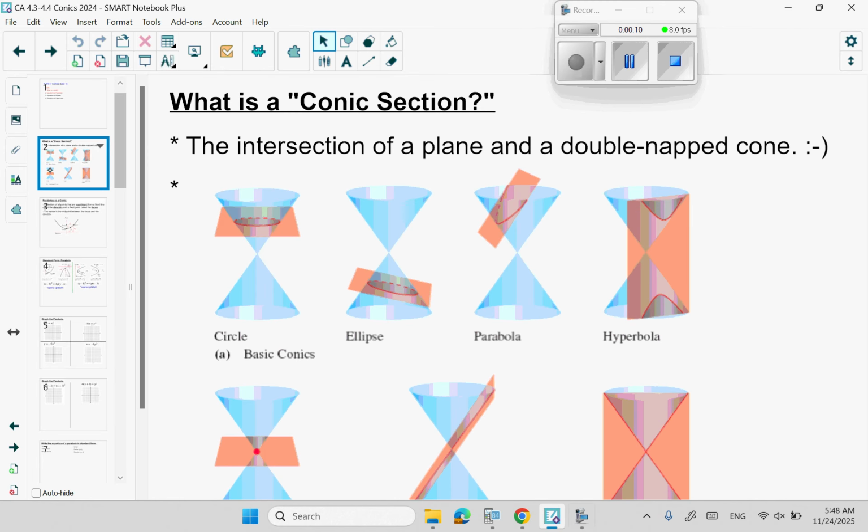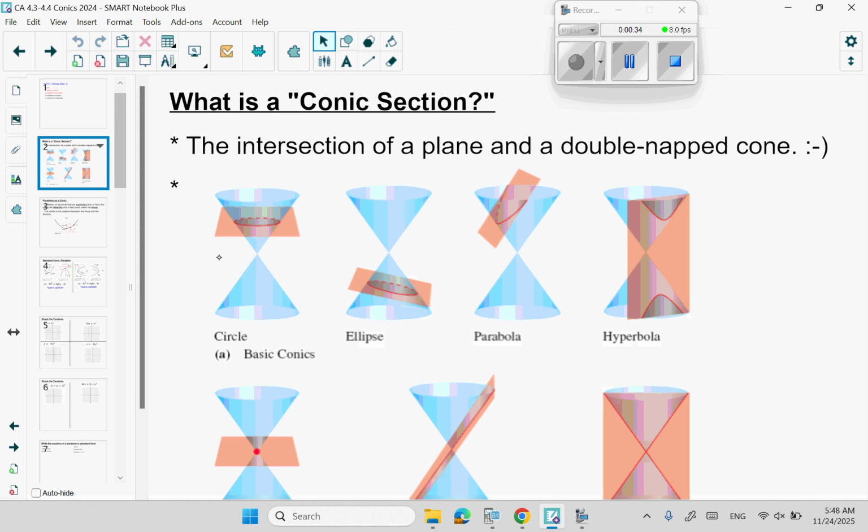What is a conic? A conic is the intersection of a plane and a double napped cone. So wherever I use this orange plane to intersect it, I create different shapes. Like for example here we create a circle. Here it's a stretched circle, which is called an ellipse, we'll get to tomorrow. Here we have a parabola, that U shape. And here we get two parabolas that are aimed away from each other, a hyperbola.